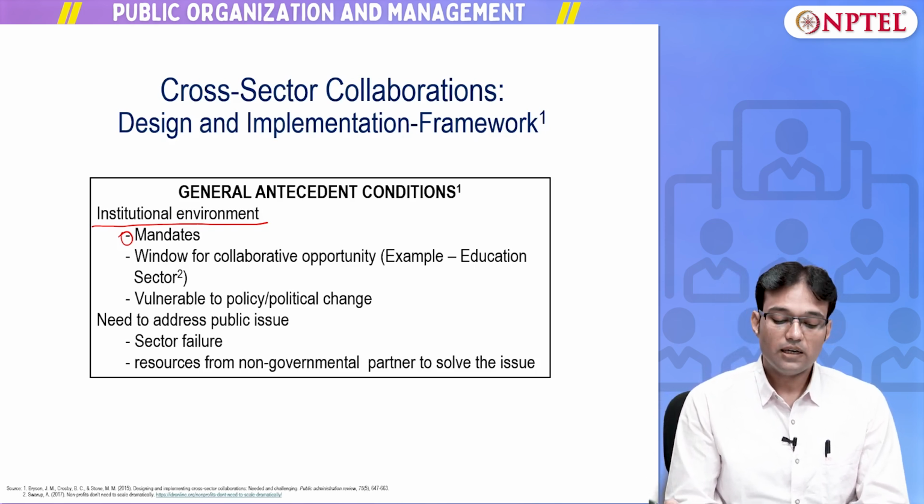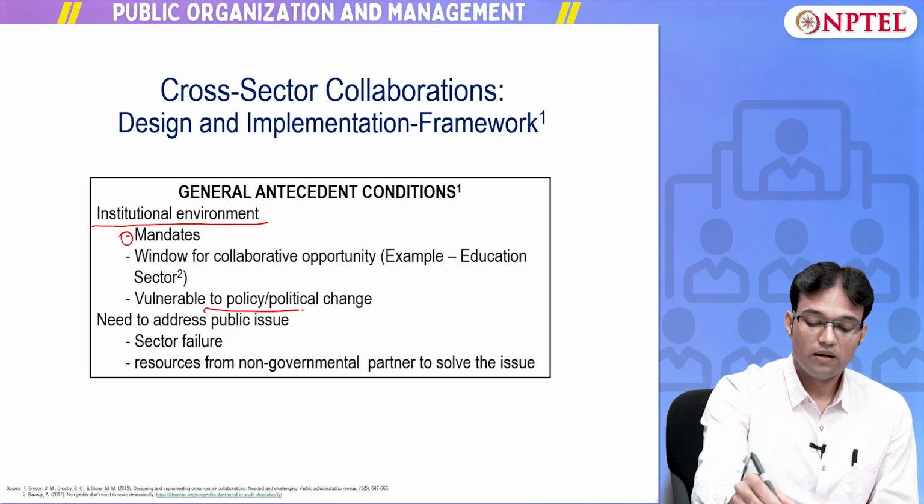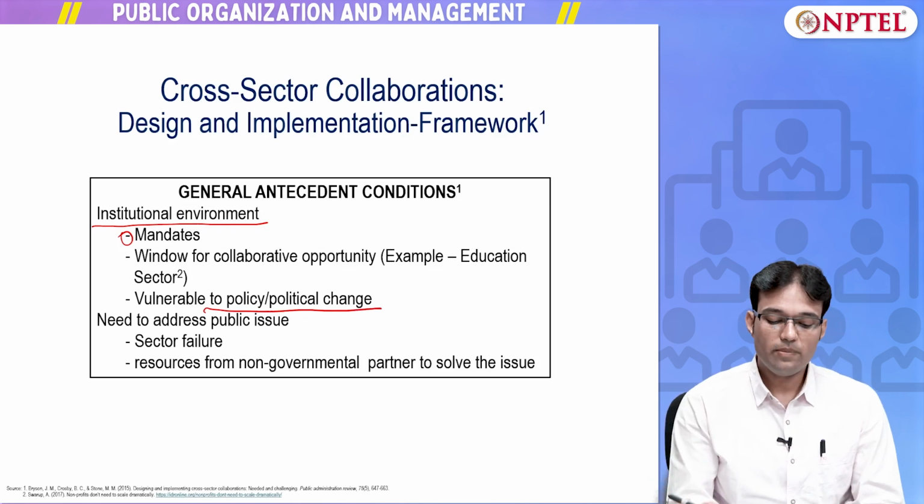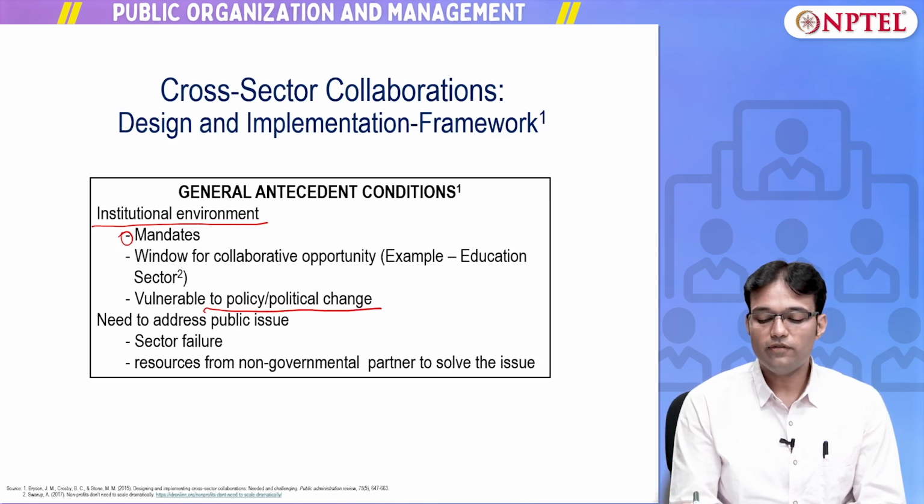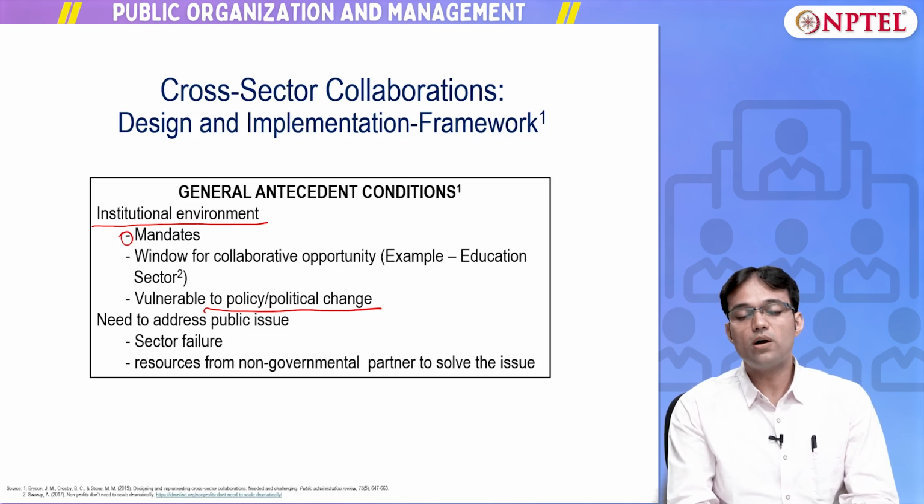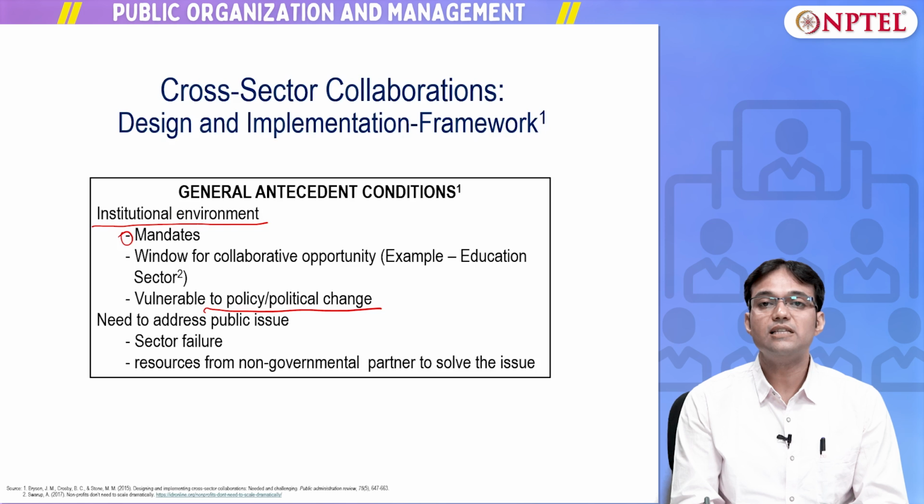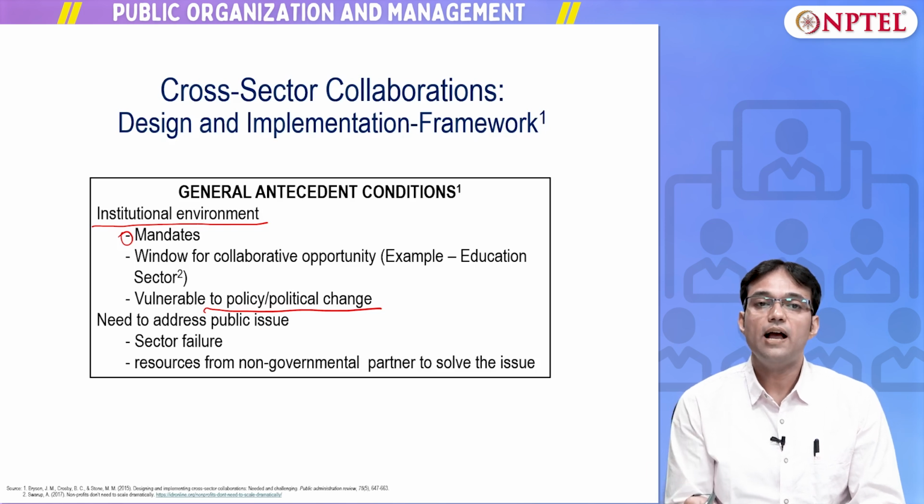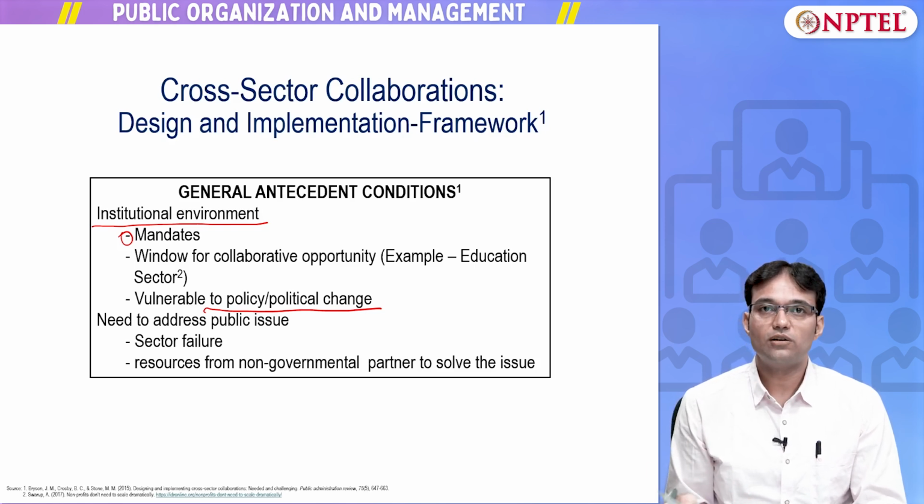Now, the next general antecedent condition relates to changes in the political environment, which can strongly impact the formation of cross-sector collaboration. These particular environments are vulnerable to policy and political change. So, as soon as the change happens, there will be an impact and influence on the cross-sector collaborations also.